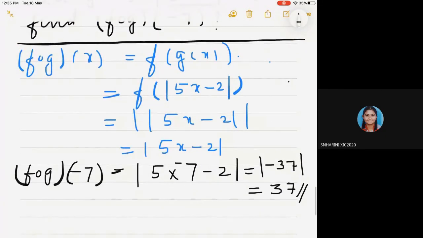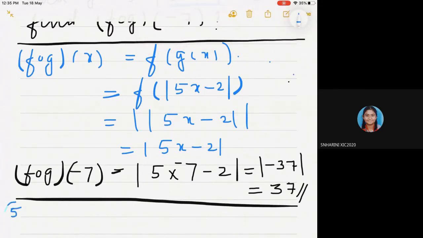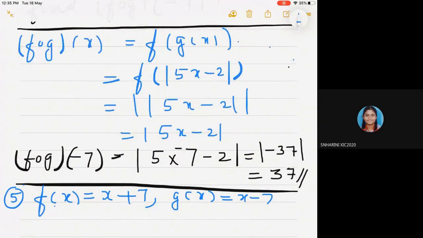Question number 5. f of x equal to x plus 7, g of x equal to x minus 7, then find f dot g of 7.